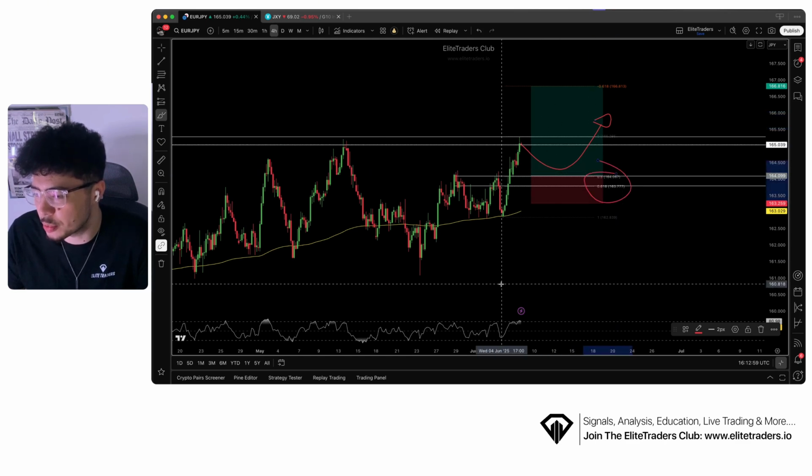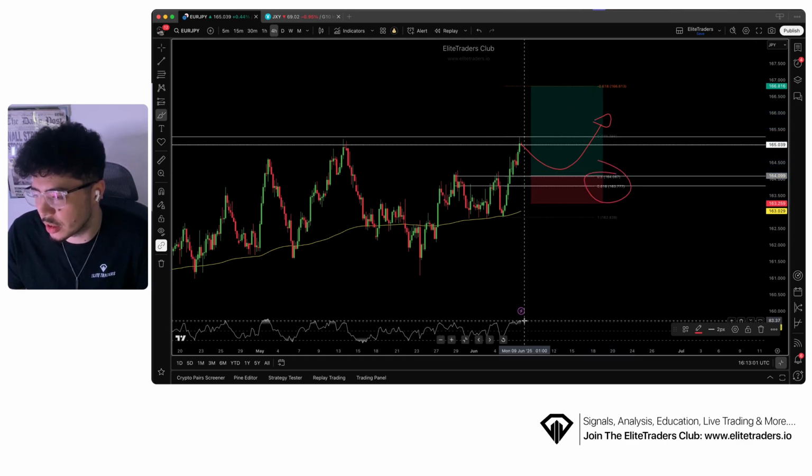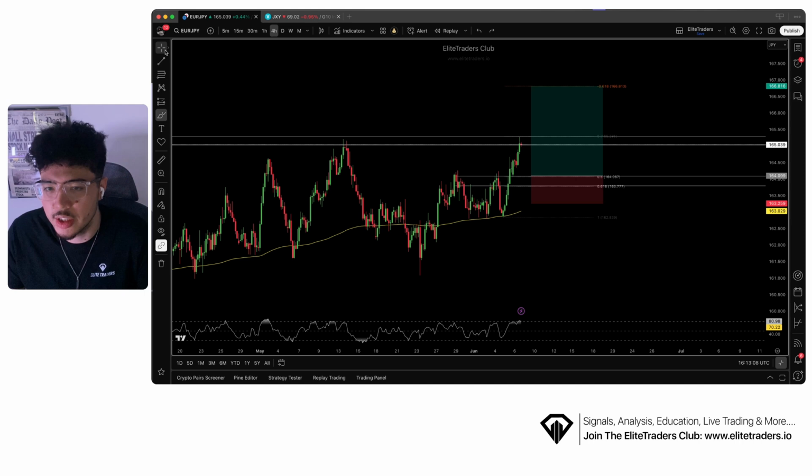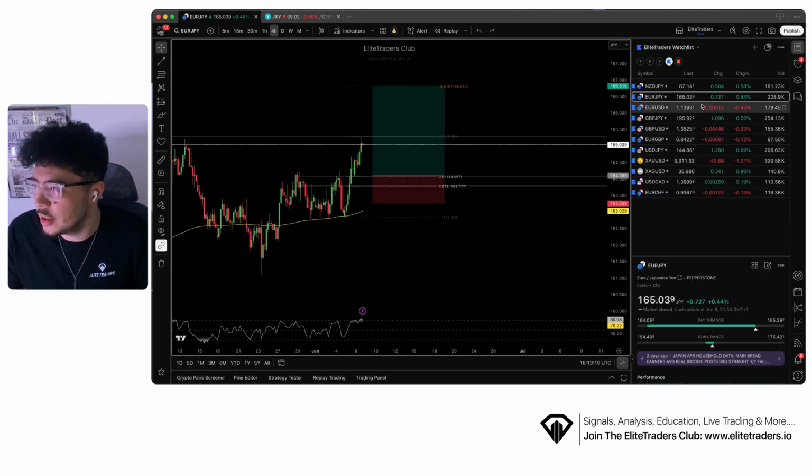So we could look for this 50% pullback, continuation to the upside, and the RSI is also slightly overbought here. So just a natural market correction does look due in my eyes.